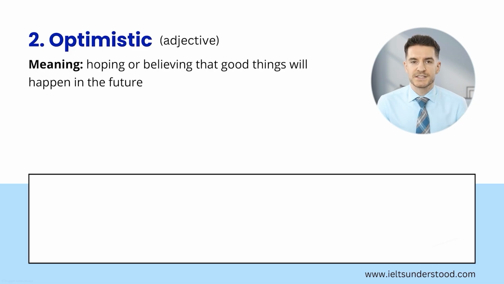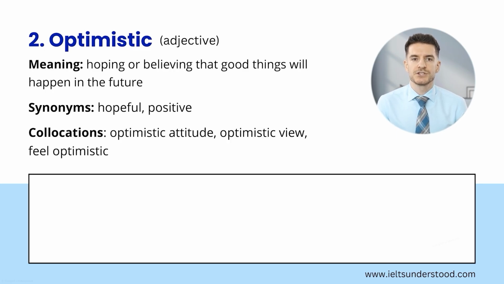Let's look at the second word now, which is optimistic. Optimistic is an adjective and it means hoping or believing that good things will happen in the future. Another way to think about optimistic is it means positive thinking, always looking on the bright side, always thinking about the good things. Here are some synonyms: hopeful and positive. And some collocations for optimistic are optimistic attitude. So if someone has an optimistic attitude, it means that they have positive thinking. They normally think that good things will happen.